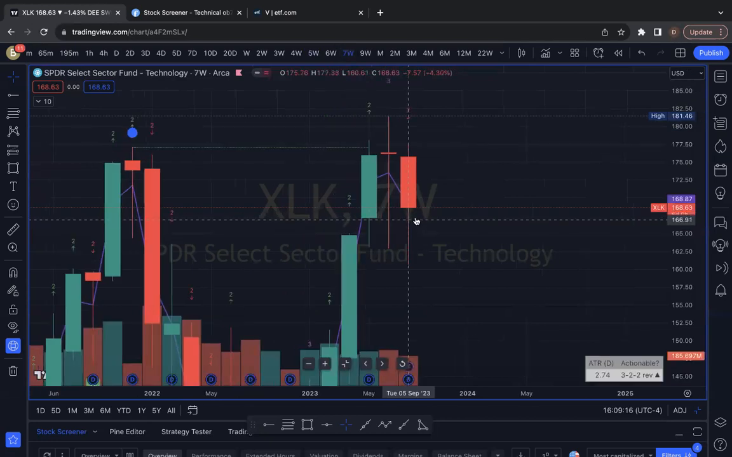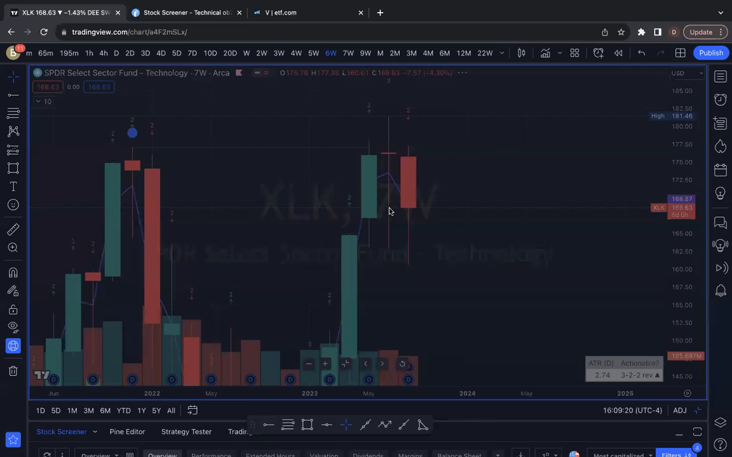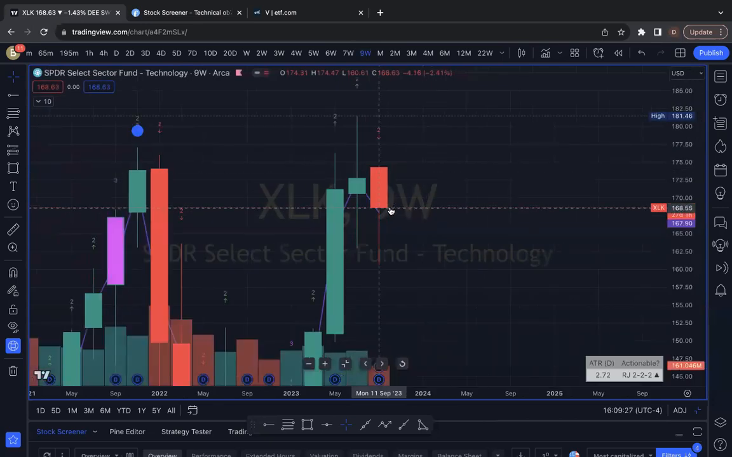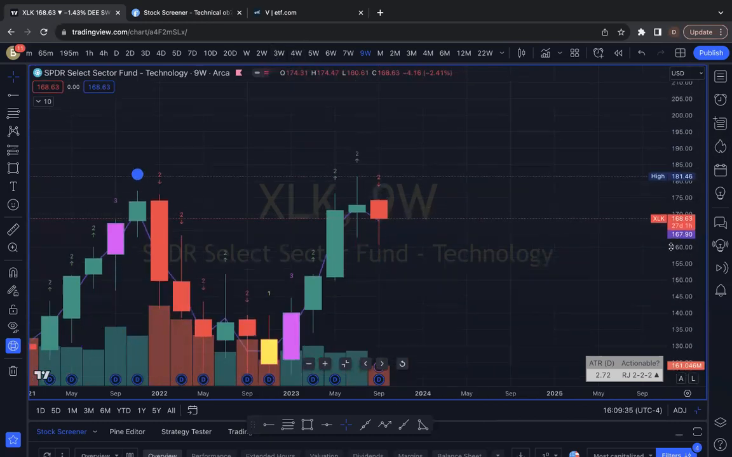Okay, I believe the 7-week opens the 23rd. Yep, the 7-week opens the 23rd. So I want to show you guys what to do when you have all these other time frames. The 6-week opens on the 23rd also. I want to show you guys what to do when you have all of these other time frames opening up at the same exact time and how to chart that, because that's very important too.